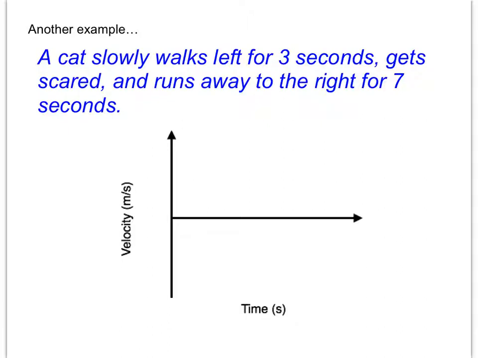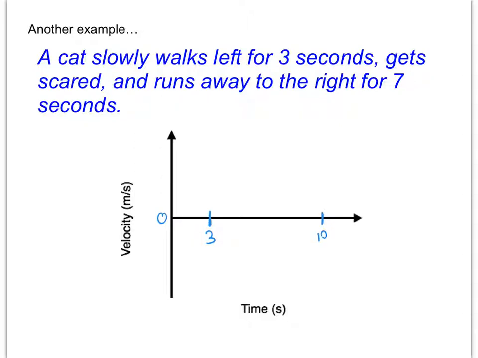Okay, so for this one, let's try another example. We've got a cat that slowly walks left for 3 seconds, gets scared, and runs away to the right for 7 seconds. Okay, so we're going to mark off our important times. Our important times here are the first 3 seconds, which I'll draw a little bit closer to 0. So that's our first 3 seconds. And then 7 seconds later, we are going to be put at 10.